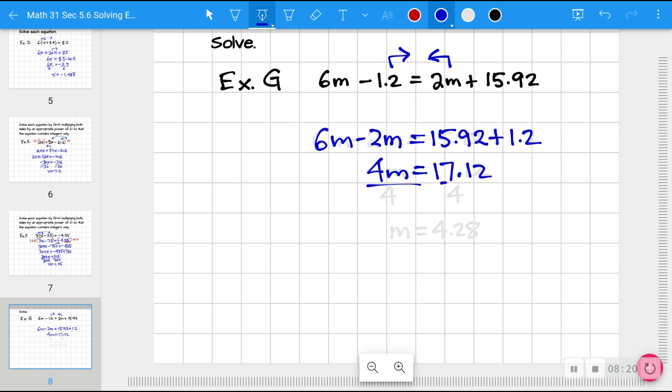So we'll divide here by 4, which is fortunate because we wanted to cancel the 4. And now we have m equals 17.12 divided by 4. And you've got your final result there.